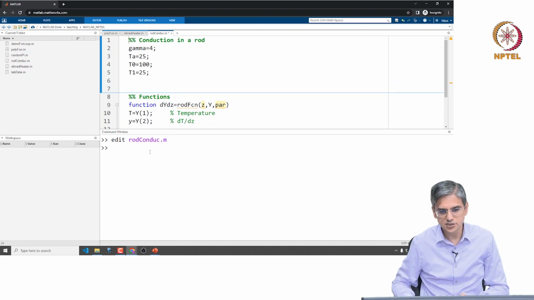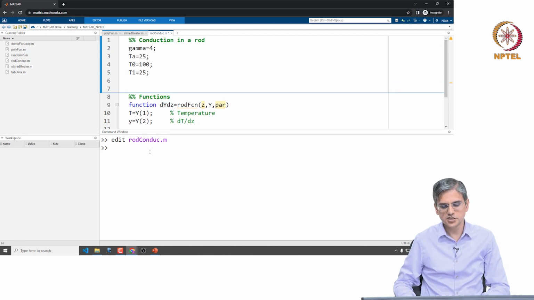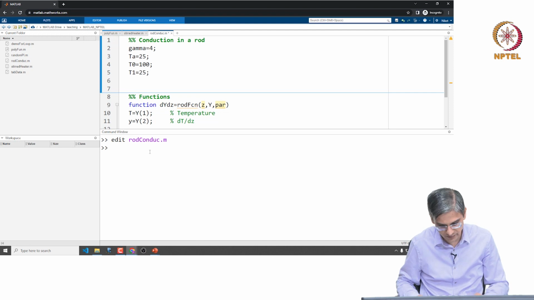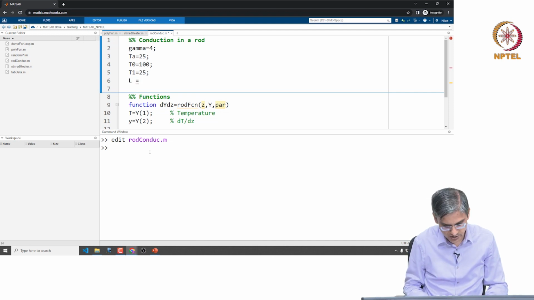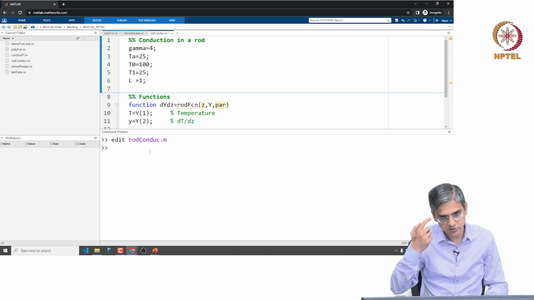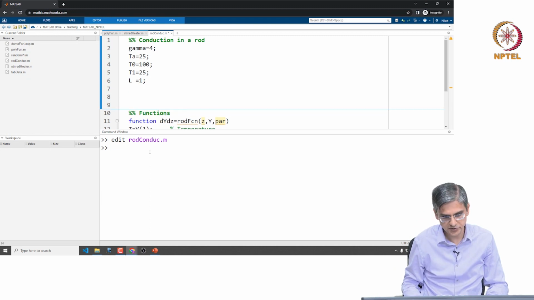So that's the overall function that we have. That's the conduction in the rod, starting with initial temperature T equal to 100, and the temperature at the other end is T1 equal to 25. The length of the rod is 1 meter. So these were the various data that were given to us.